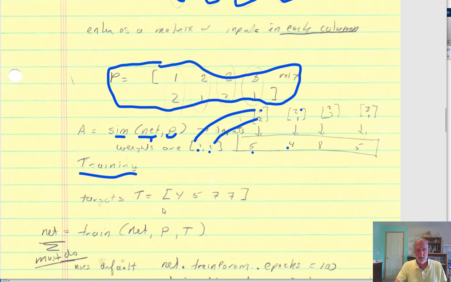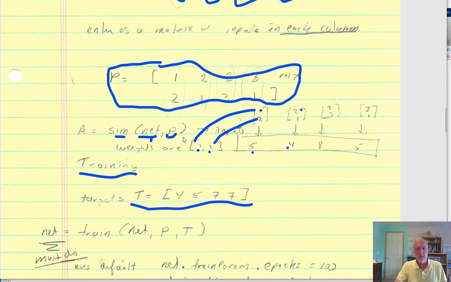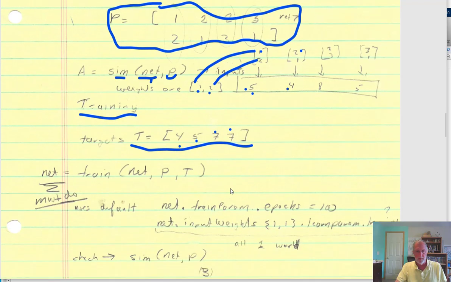Alright, so to train, not only do we need inputs, which are in the vector P, but we're going to need target values. And so the target values we're going to say for each of these, we want the 1, 2 input to give us a 4 instead of a 5. And we wanted the 2, 1 to give us a 5, and then we want a 7 and a 7 for the other inputs.